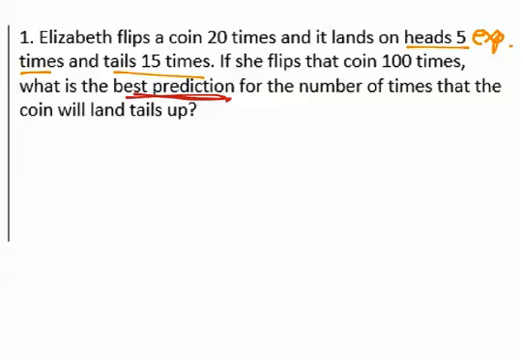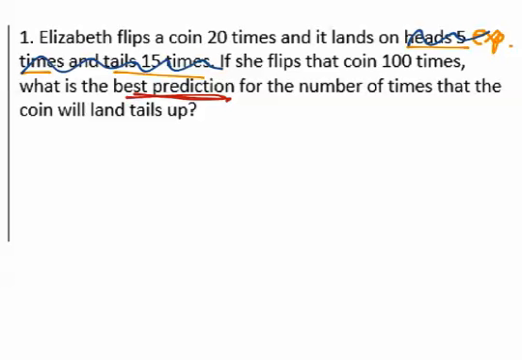Okay, so we think to ourselves, does it ask anywhere for experimental probability? No, it doesn't. It just says what is the best prediction. It doesn't say based off of her 20 recent flips, okay? It doesn't say anything about experimental probability. So we get to ignore that information.